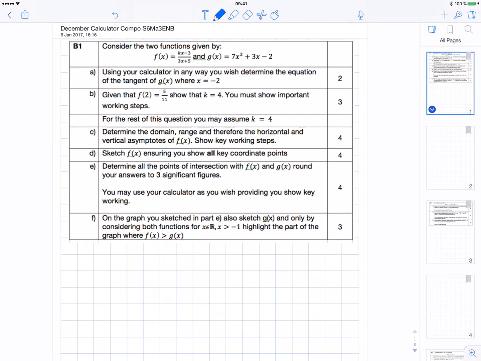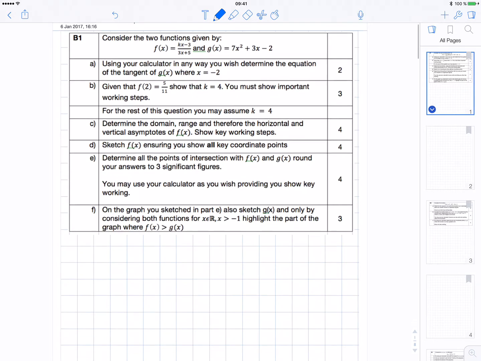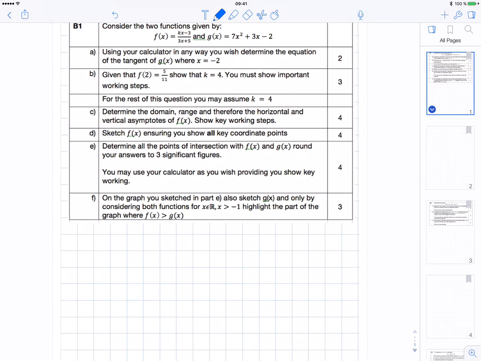So this is the worked solutions for the calculator part of your compo. I will upload a second video that has what I'm doing on the calculator using my mini iPad, so you can see exactly how it's done. So using your calculator in any way you wish, determine the equation of the tangent of g of x where x equals minus 2.